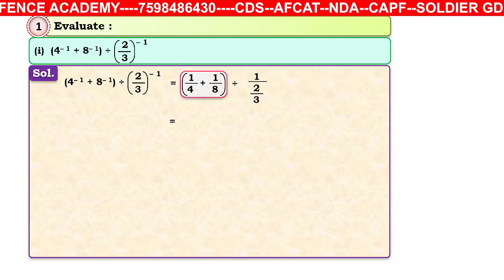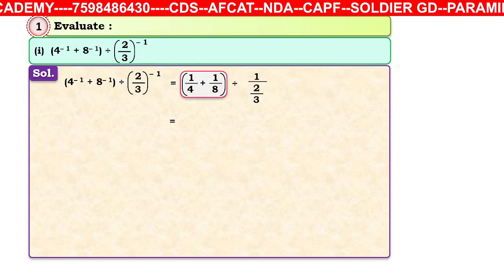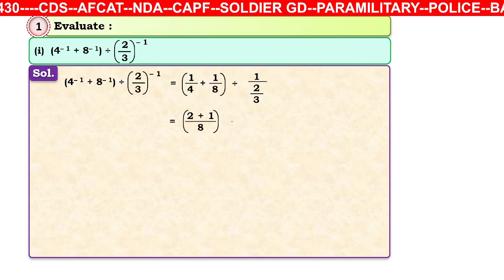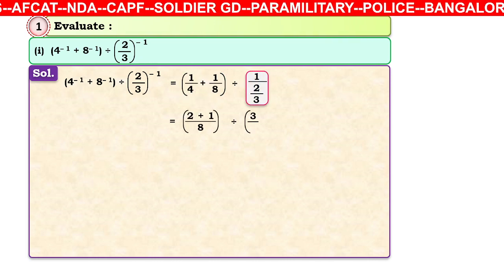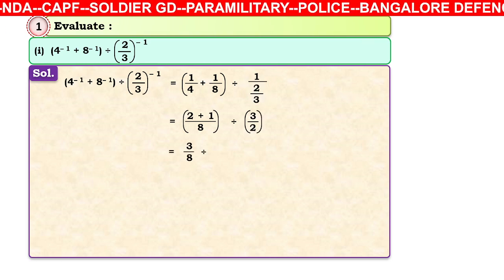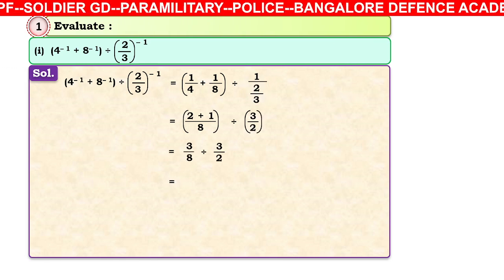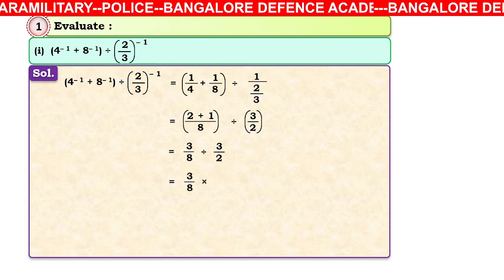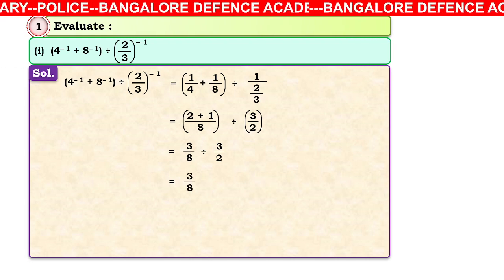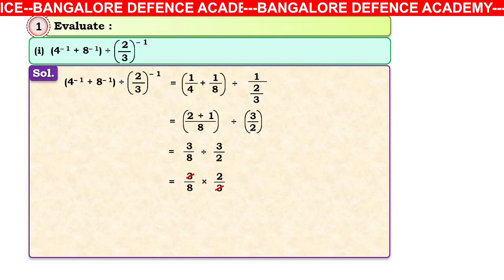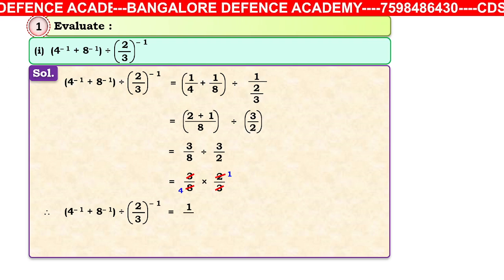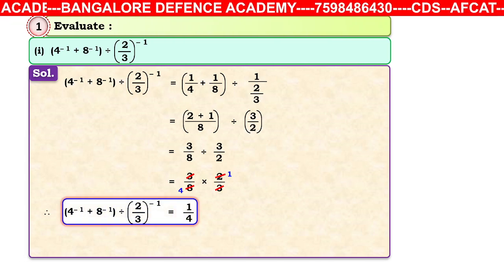Okay, this can also be written as 3 by 2. Now solving the bracket, taking the LCM method, you get (2 plus 1) divided by 8, this is 3 by 2. Okay, now what happens, 3 by 8 divided by 3 by 2. This division can also be taken as multiplication here. So if I write the multiplication sign, the number 3 by 2 becomes 2 by 3. Now 3 and 3 get cancelled, 2 and 8 get cancelled, final answer is 1 by 4. 1 by 4 is the answer.